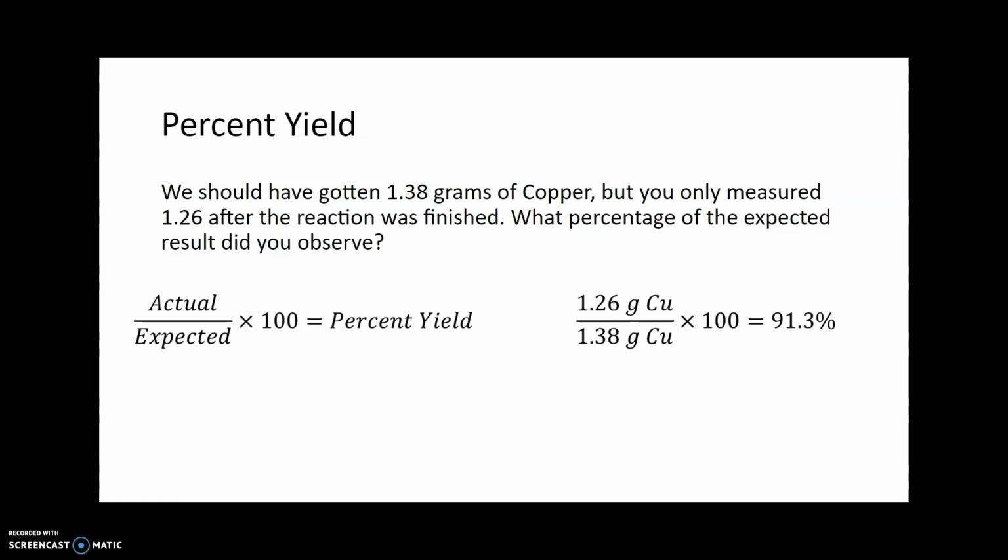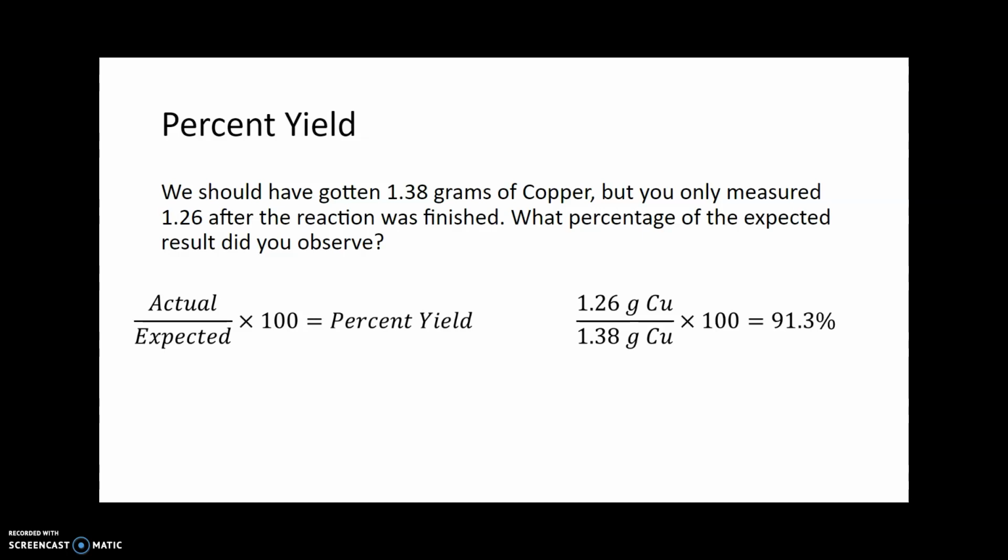I had a lab chemistry course in college where that was your grade percentage, right? Whatever your percent yield was, your score for that lab. So in our example that we just looked at, you should have collected 1.38 grams of copper, but you went to the lab, you put in the experiment, and you only measured out 1.26 grams of copper when you were all done. And so the question now is, what percentage of the expected result did you actually collect?